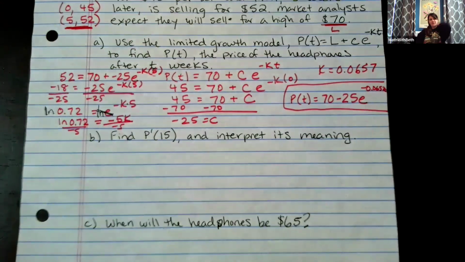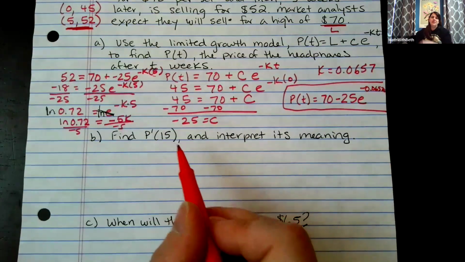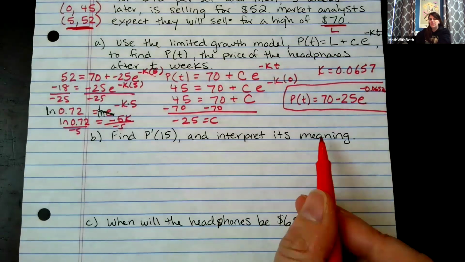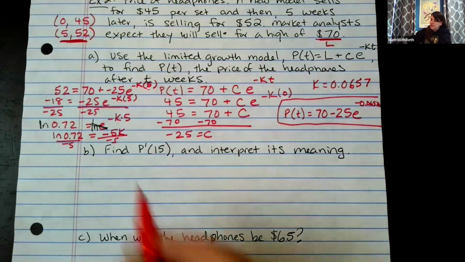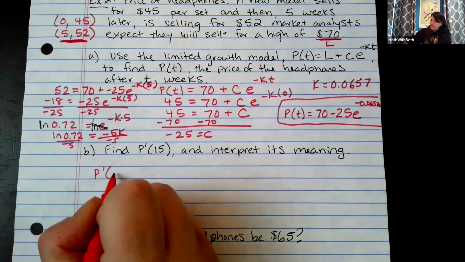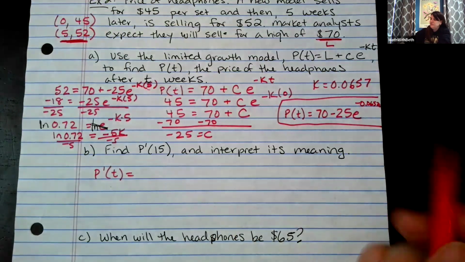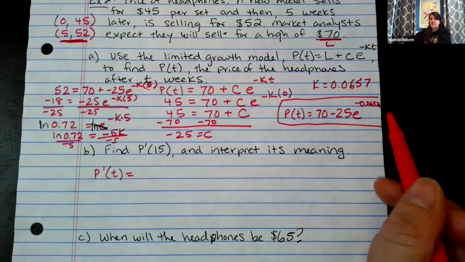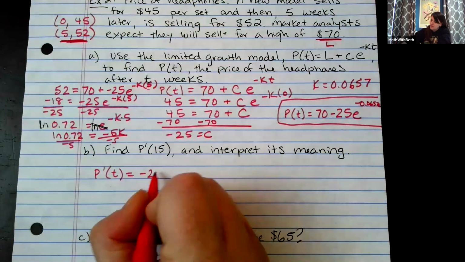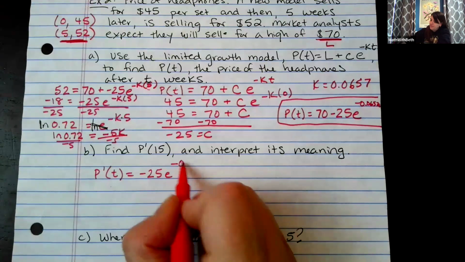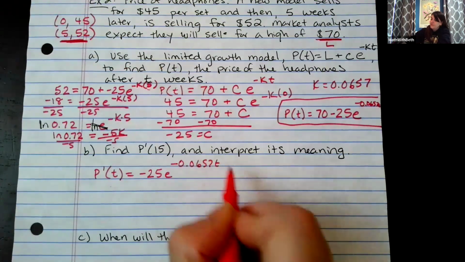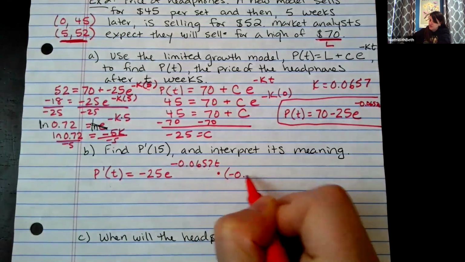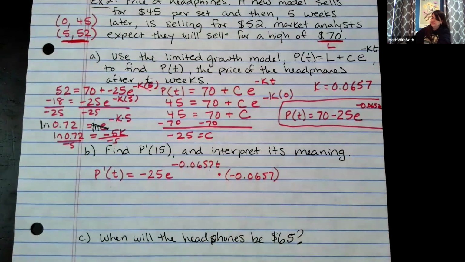So now it wants me to find p prime of 15, which means find the derivative when t is 15, and then interpret its meaning. What does it actually mean in this problem? So when asked to do anything with the derivative, we first need to find our derivative. So luckily, the derivative of 70 would be 0, so that part's easy. The derivative of anything with an e is going to be the same thing you see, but then times the derivative of that exponent, which in this case is just the decimal.